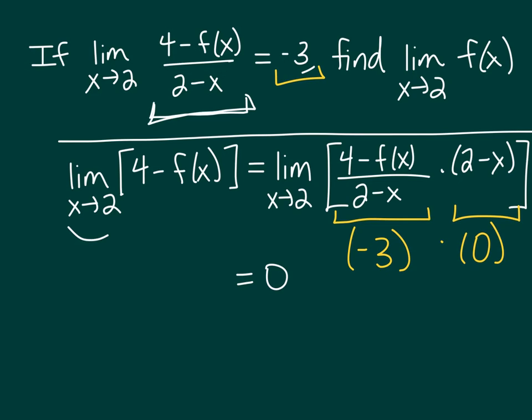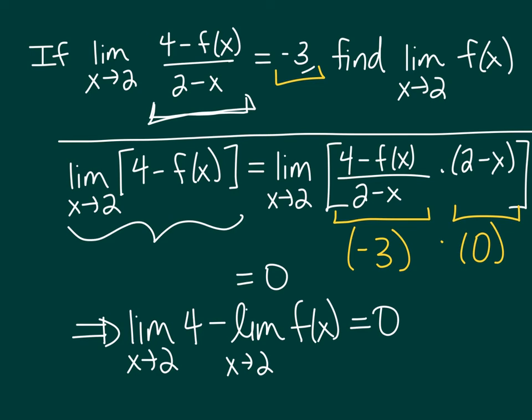But then if we know that this limit equals 0, again by using limit laws, that means that we know that the limit as x approaches 2 of 4, so now I'm just basically using limit laws to think of both of these limits separately. We know that the difference between these two limits has to be 0, which means that this limit has to equal this limit. And we know this limit's just 4.